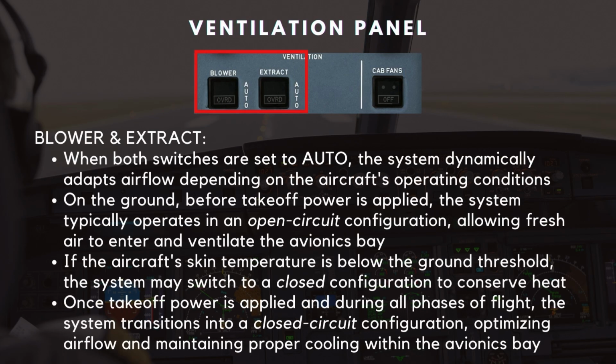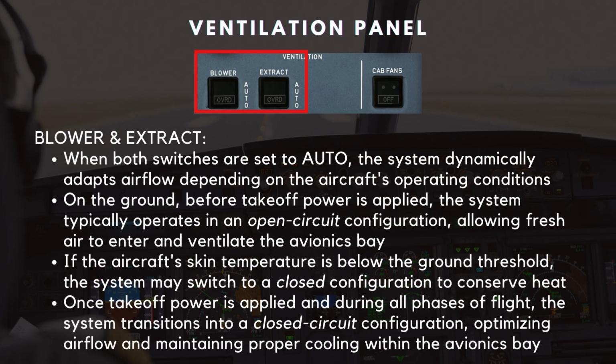Moving on to the ventilation panel, this section of the overhead panel is responsible for regulating airflow through the avionics and cargo compartments. Two primary switches, labeled blower and extract, work together to control air circulation and ensure proper ventilation. When both switches are set to auto, the system dynamically adapts airflow depending on the aircraft's operating conditions. On the ground, before takeoff power is applied, the system typically operates in an open circuit configuration, allowing fresh air to enter and ventilate the avionics bay.